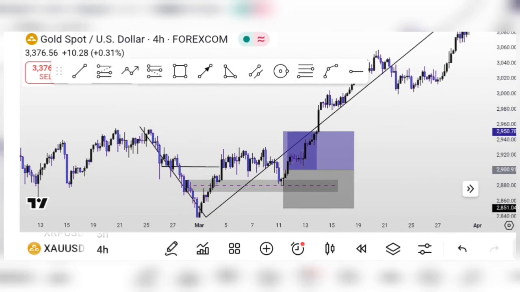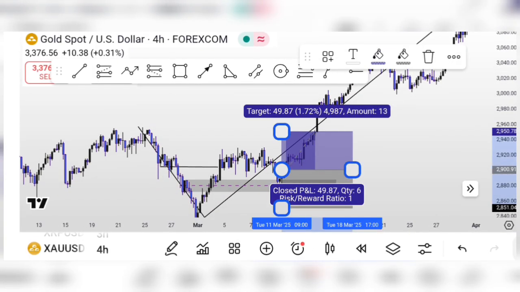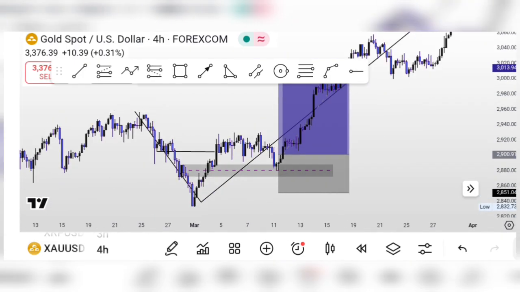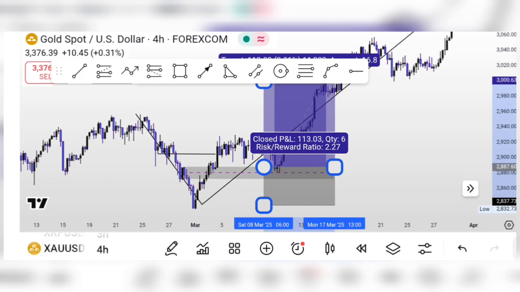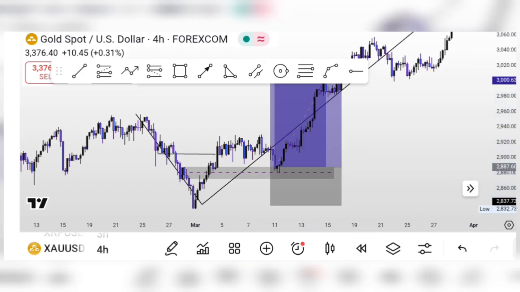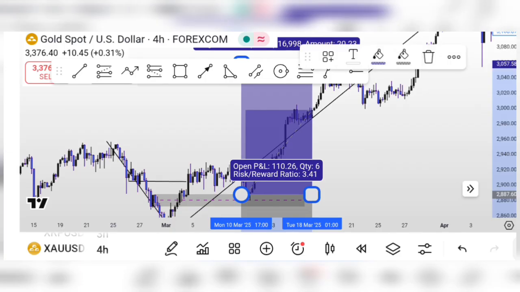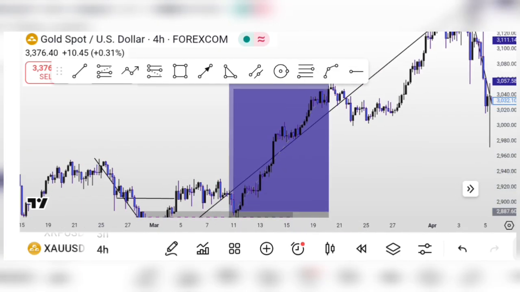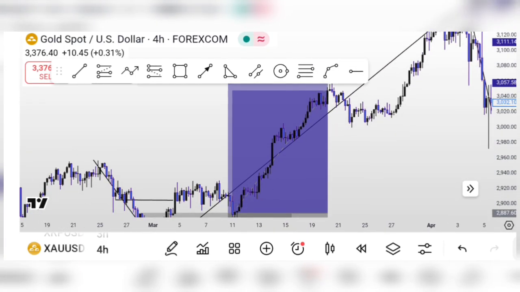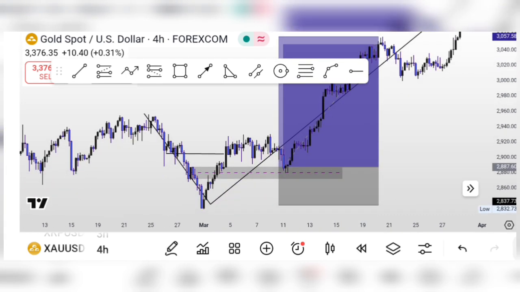Market structure is the backbone of trading. If you don't know about market structure, you won't be profitable in the market. You have to know everything about market structure. And what I'm just showing you guys here is just the basic market structure. It's the basic.